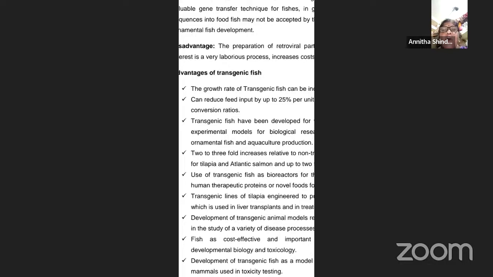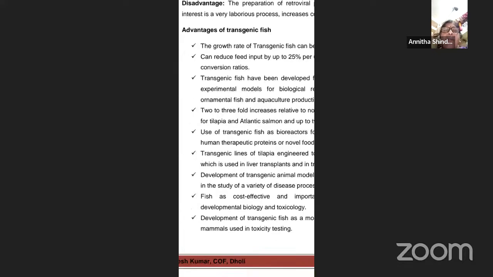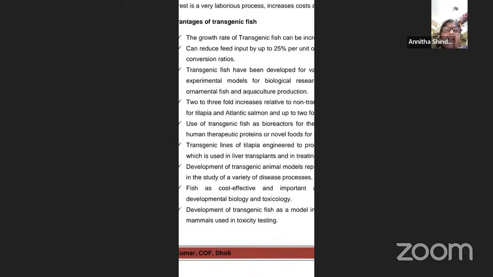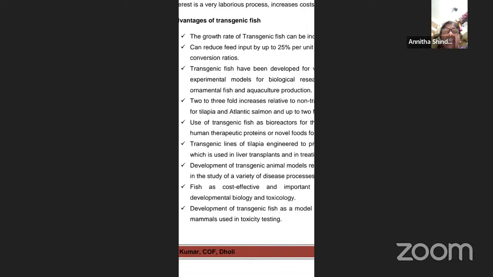The next is transgenic fish have been developed for various applications. So transgenic fish are not only used for eating purpose, but also they are used as experimental models for biological research, environmental monitoring, for ornamental fish, and as well as for aquaculture production. Then a 2 to 3-fold increase relative to non-transgenic fish has also been done for tilapia and Atlantic salmon. Then use of transgenic fish: transgenic fish are also used as bioreactors for large-scale production of human therapeutic proteins or novel foods. Then there are transgenic lines of tilapia engineered to produce human clotting factors.